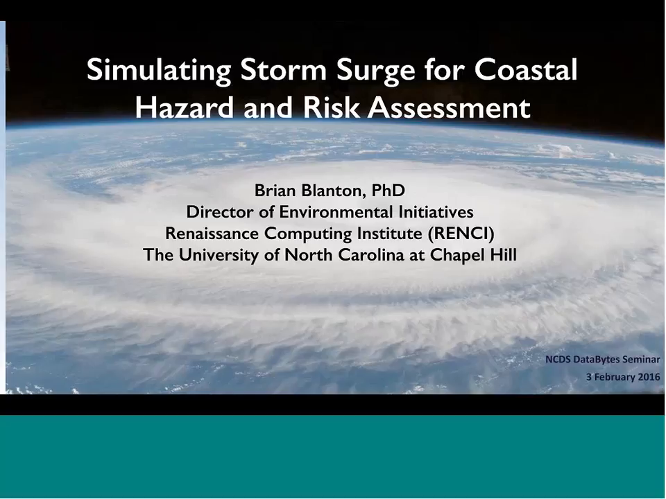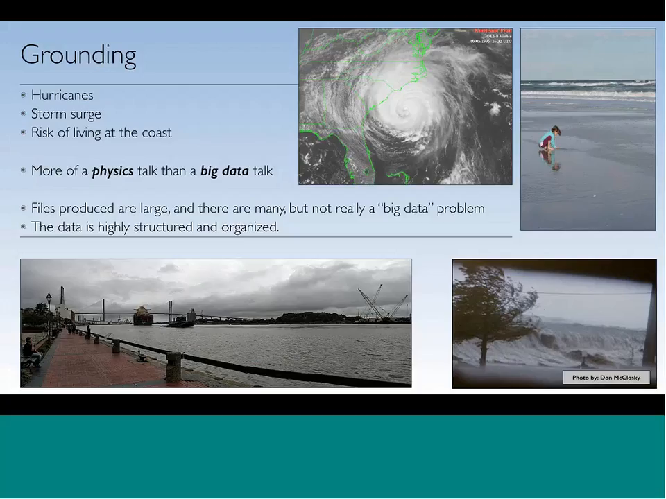So this is the opening slide. You see a satellite picture of a very large hurricane. Hurricanes drive a lot of the work we do at RENC, at least within the environmental sciences and earth sciences group, and a lot of connectivities to other parts of the environment, and also other parts of the research community as well as federal agencies. So the grounding, I want to say a little bit about what we're doing and why we're doing it in the next couple of slides.